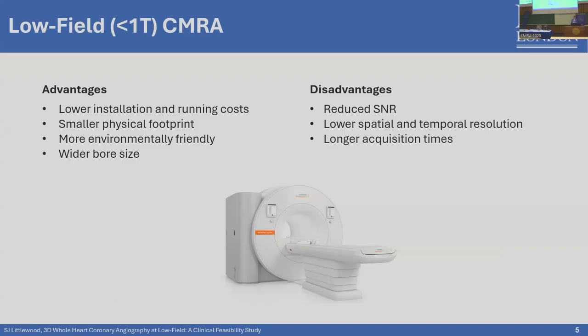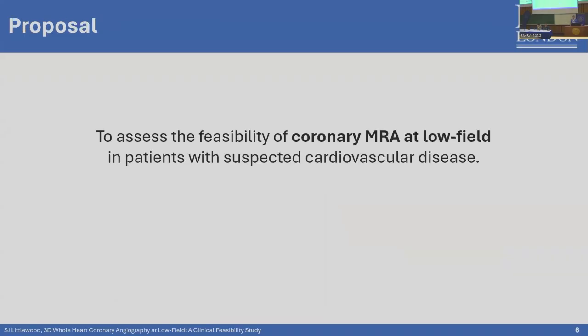The main disadvantages are the reduced signal-to-noise ratio and gradient performance, which leads to lower spatial and temporal resolution, and therefore longer acquisition times in an attempt to mitigate this problem. So we wanted to adapt our frameworks from 1.5 and 3 Tesla to assess coronary MR angiography at low field in patients with suspected cardiovascular disease.